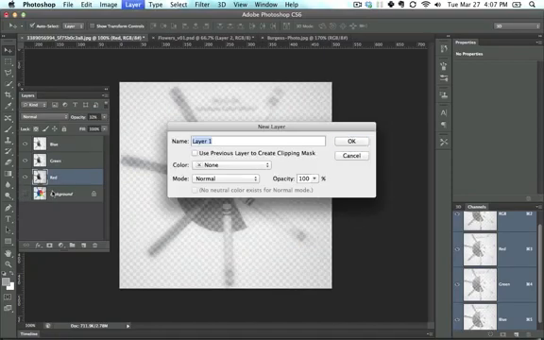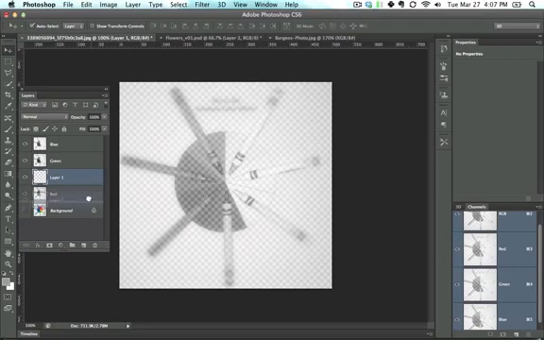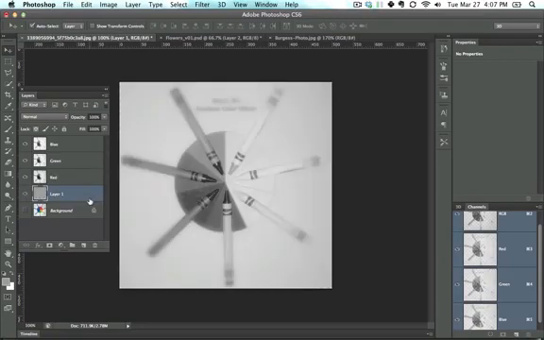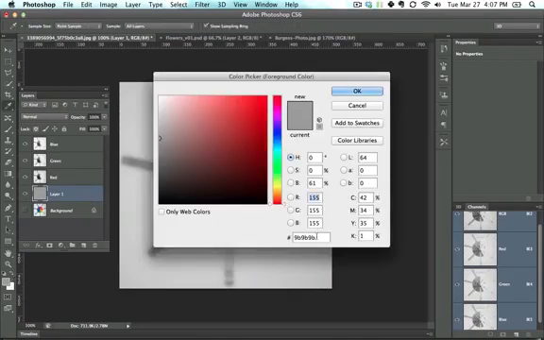So I'm going to set the background to a neutral gray. So let's set this to a completely 50% gray. I assure you I know how to do that. It's probably just 50-0-0. There we go.